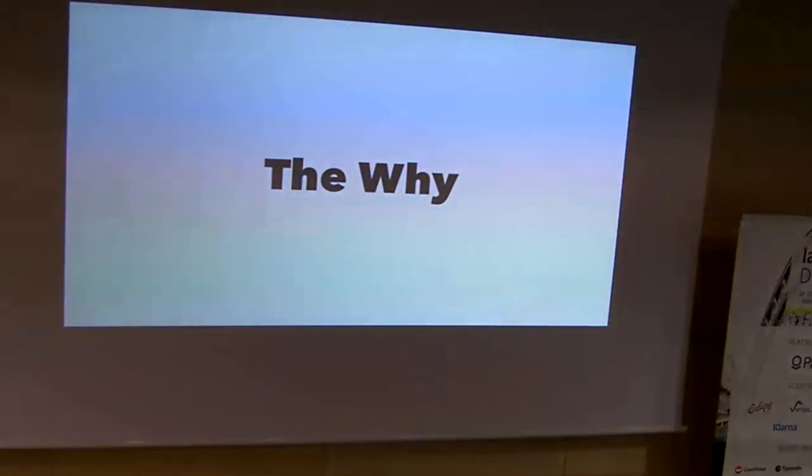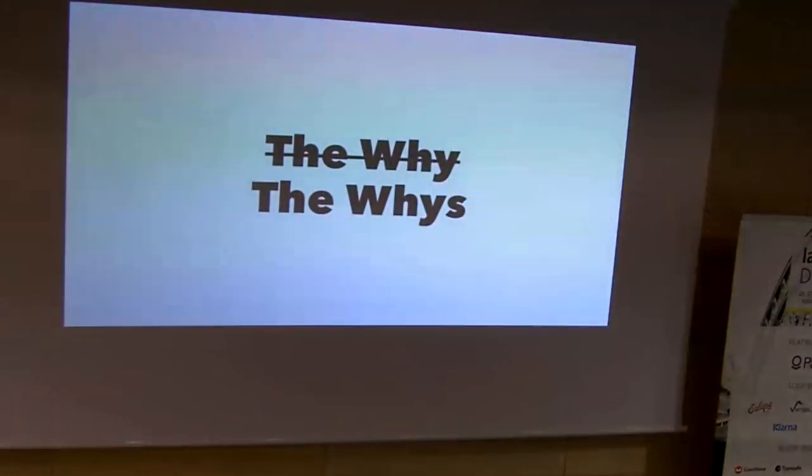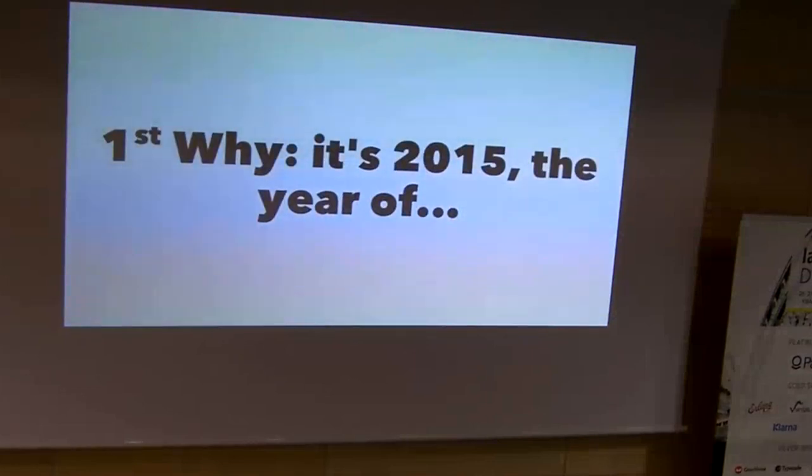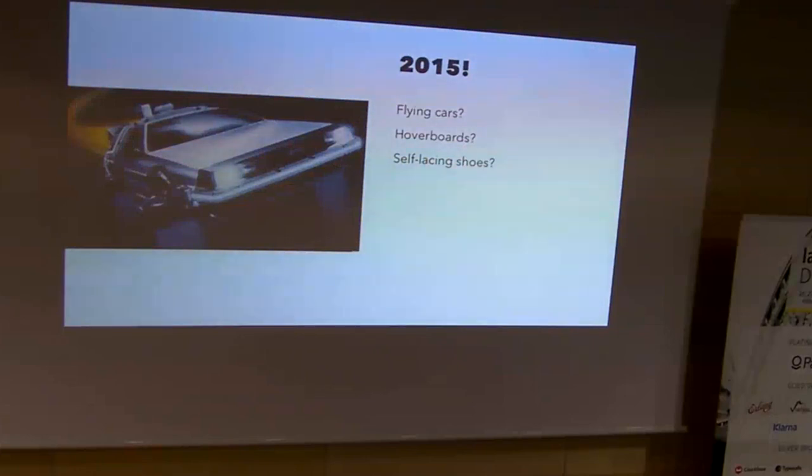So the why, first part, it's actually the whys. It's not just one reason here. So the first reason is it's 2015. What did we expect to happen in 2015? Anyone knows this? Flying cars. Did you know that in Back to the Future, the future is already in our past? It was the 16th of February or something. And we haven't gotten the flying cars. I'm personally rather disappointed.